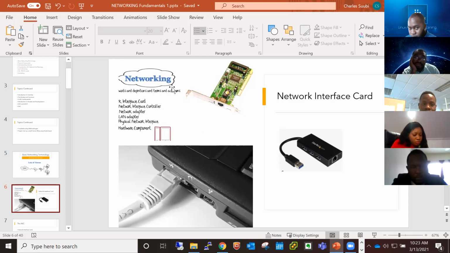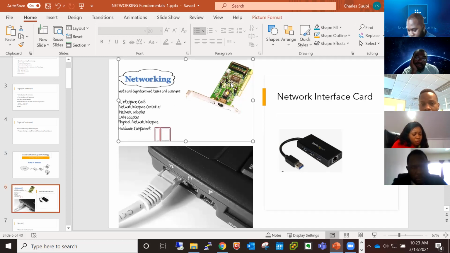So the network interface card, other names for the network interface card are the network interface controller. It can also be called the network adapter. It can also be called the local area network adapter, also called the physical network interface. So right here, if you guys can see this to my upper right, this is a diagram of a NIC. So this is when you open up the computer, for instance, where this white RJ45 cable is plugged in. That is how the NIC looks like.